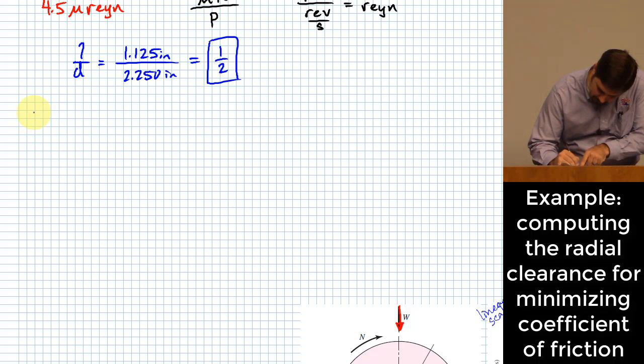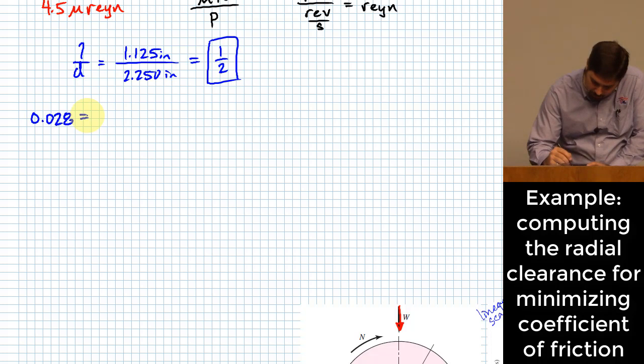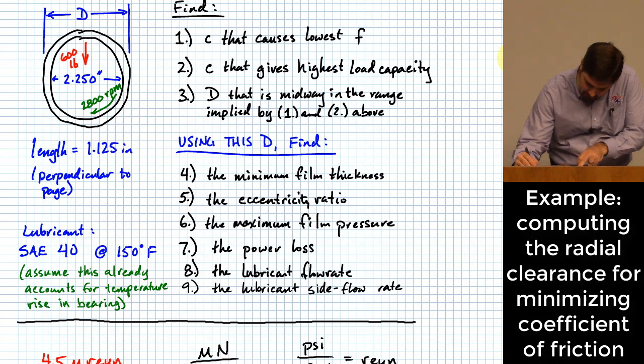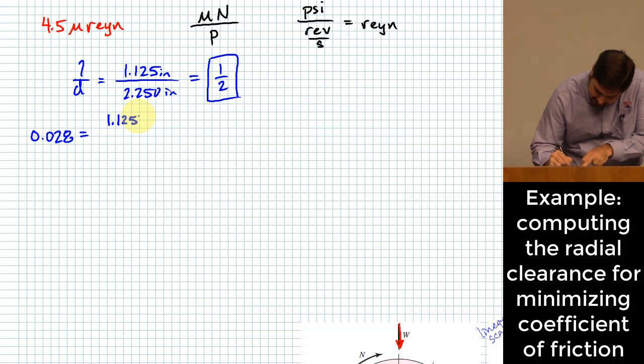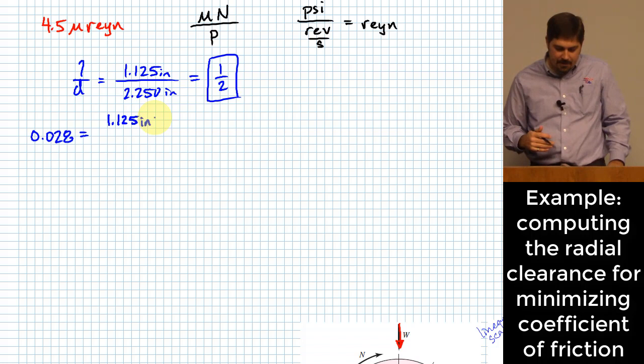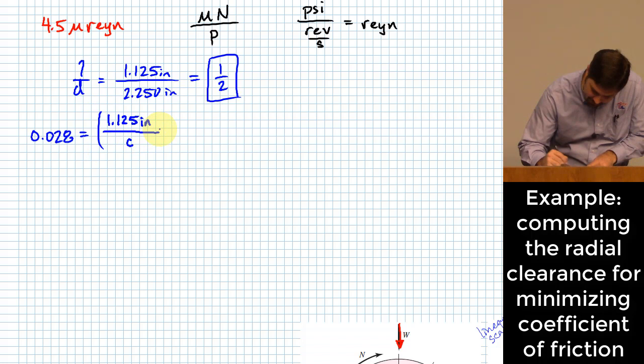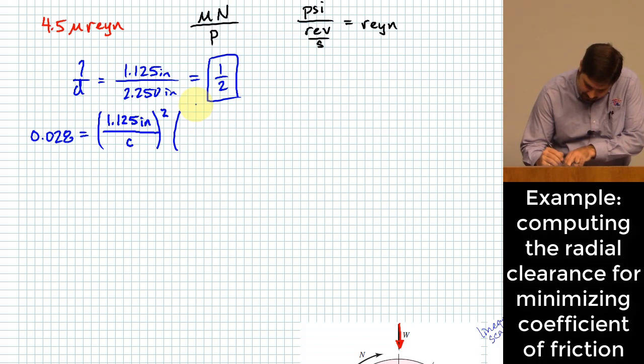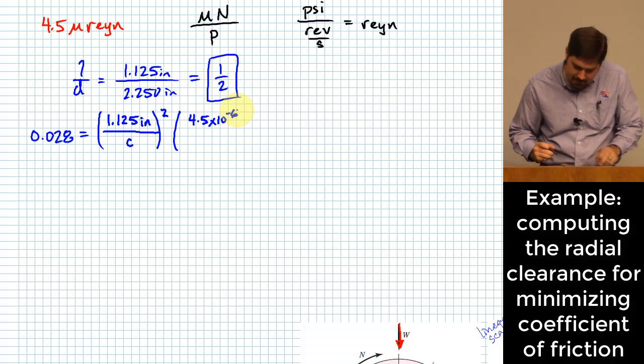So 0.028 is going to be equal to R over C. What's R? 1.125. That's not because it's L, right? That's because it's half of the diameter of the journal, divided by the C that I'm trying to find there, that squared, times my viscosity, which is 4.5 times 10 to the minus sixth. That's because it's a micro-reyn, right?